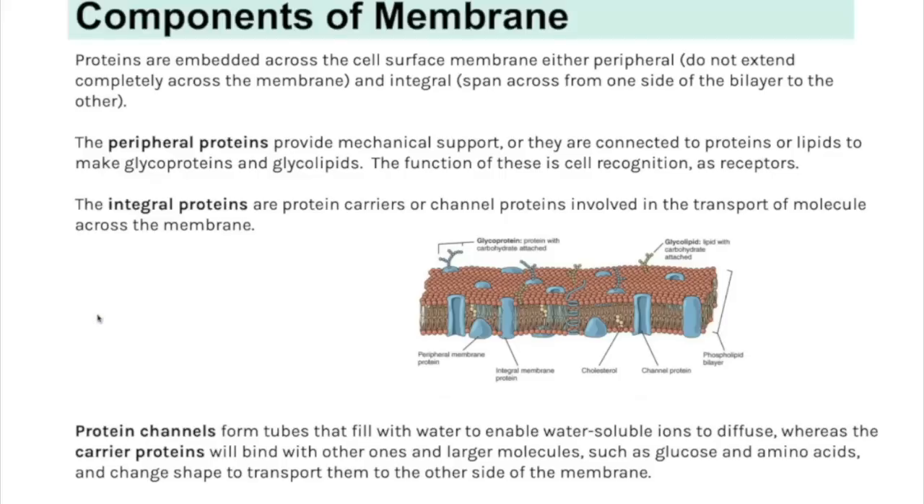The other components of the membrane are mainly the proteins, and these are embedded across the cell surface membrane, either as peripheral, meaning they're just on the outside, sometimes called extrinsic, or they could be integral, sometimes called intrinsic, meaning it spans from one side of the bilayer to the other.